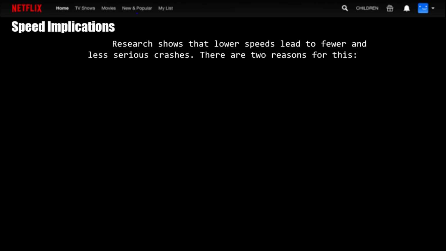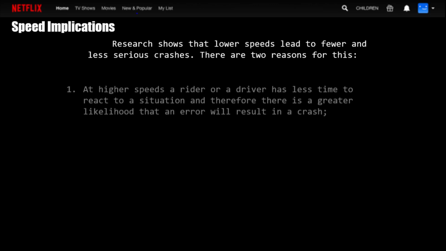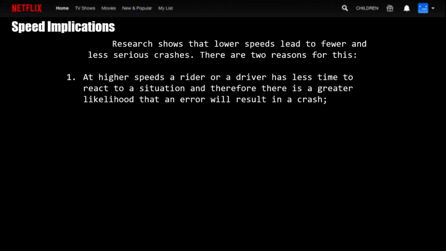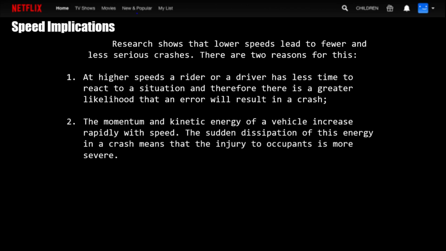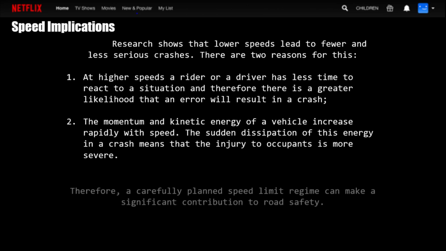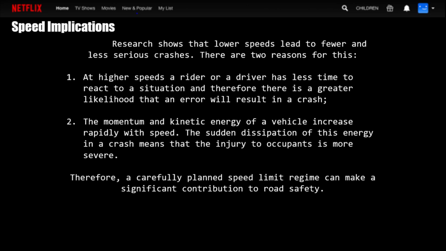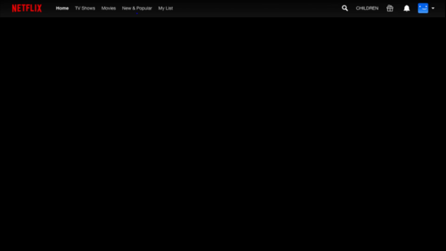When the driver or a rider drives very fast, there are instances that they cannot control it and it results in an accident. 2. The momentum and kinetic energy of a vehicle increase rapidly with speed. The sudden dissipation of this energy in a crash means that the injury to occupants is more severe. Therefore, carefully planned speed limits can make a significant contribution to road safety.